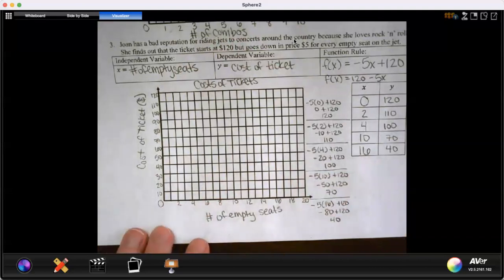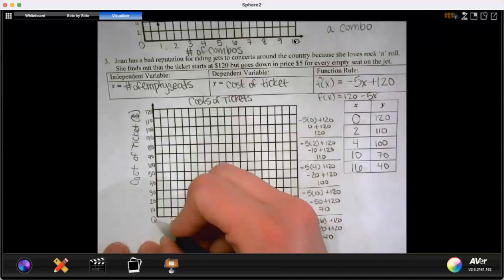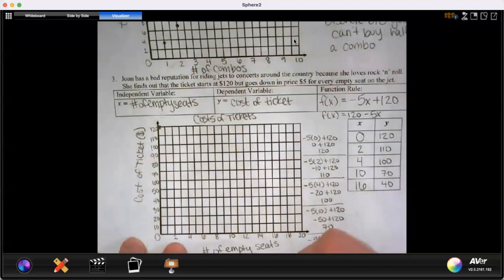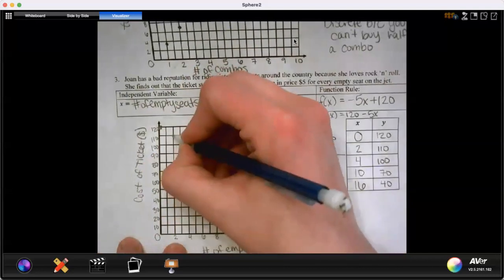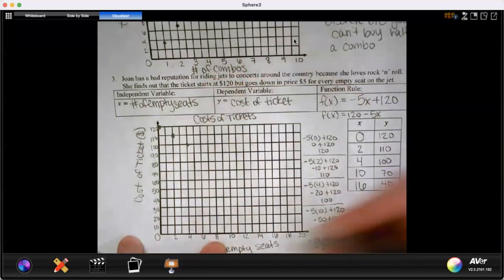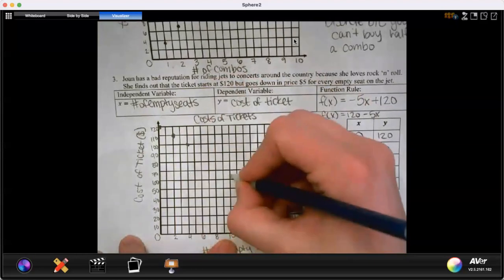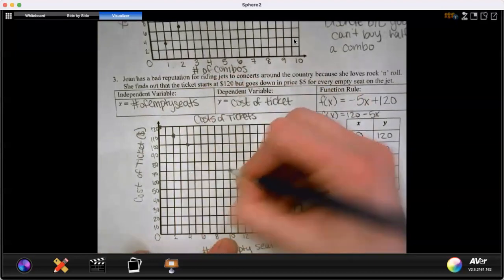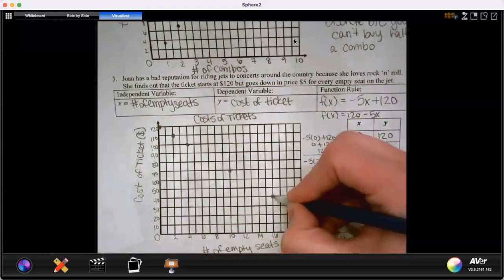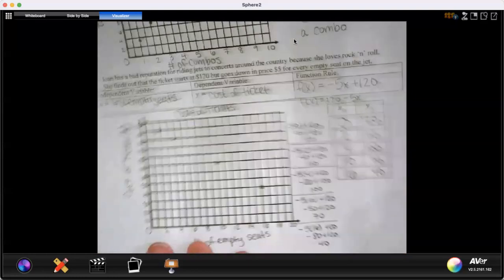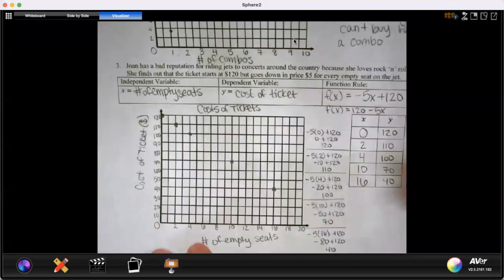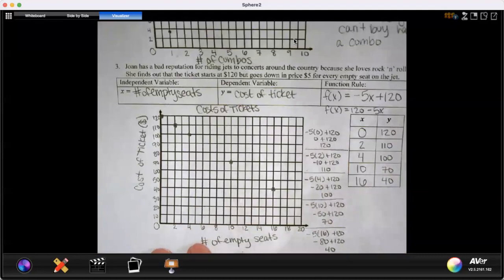Okay. Now let's plot those points. So at x equals 0, my y value is 120. And then at 2, we have 110. At 4, 100. At 10, we went down to 70. At 16, we went to 40. Now, I specifically picked points that jumped around a little bit, right? Because we have to consider there'd be a lot of empty tickets, or sorry, a lot of empty seats.